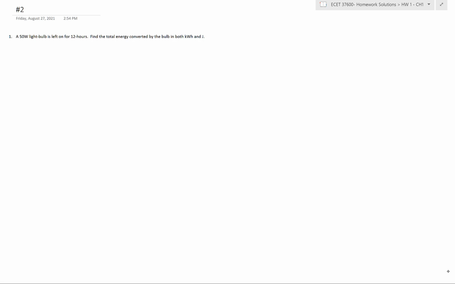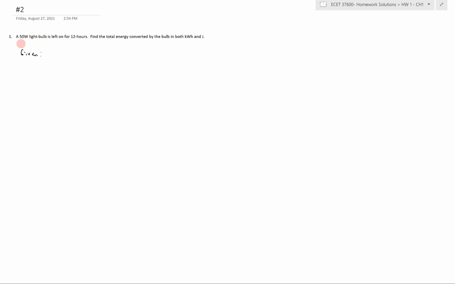A 50-watt light bulb is left on for 12 hours. Find the total energy converted by the bulb in both kilowatt hours and joules. So what this problem is asking us to do is convert between power and energy based on the amount of time the system is operating for. And so we'll start by listing those givens.